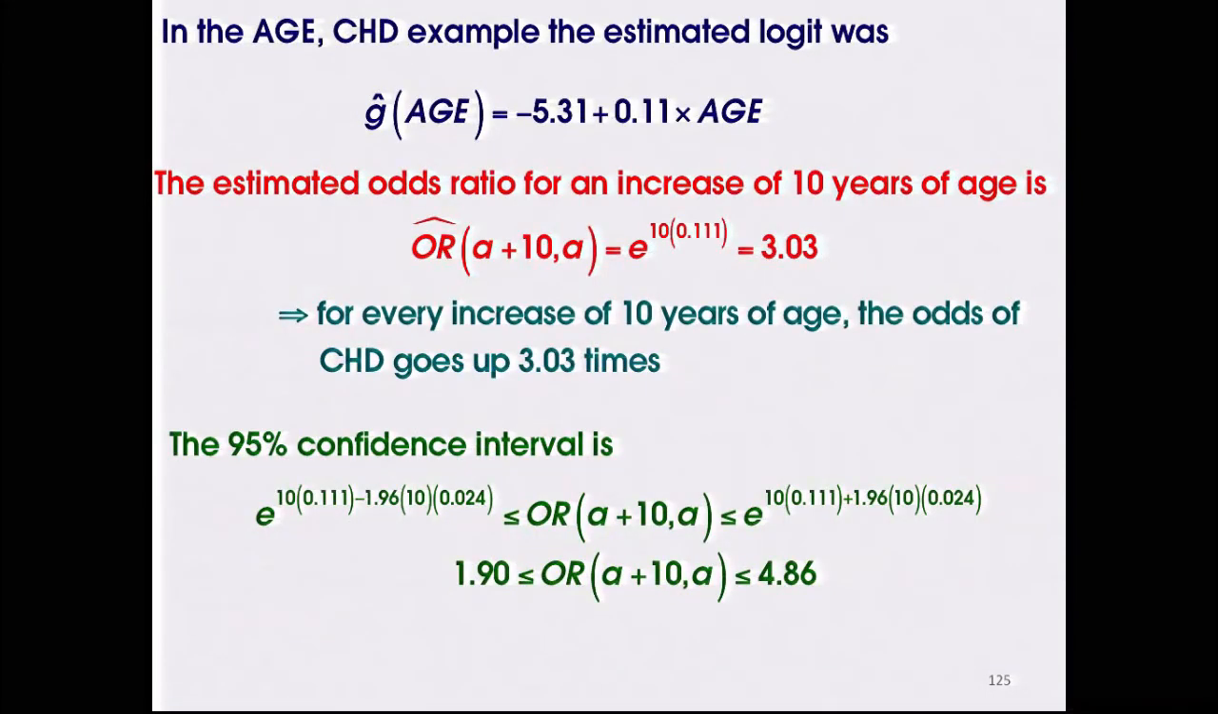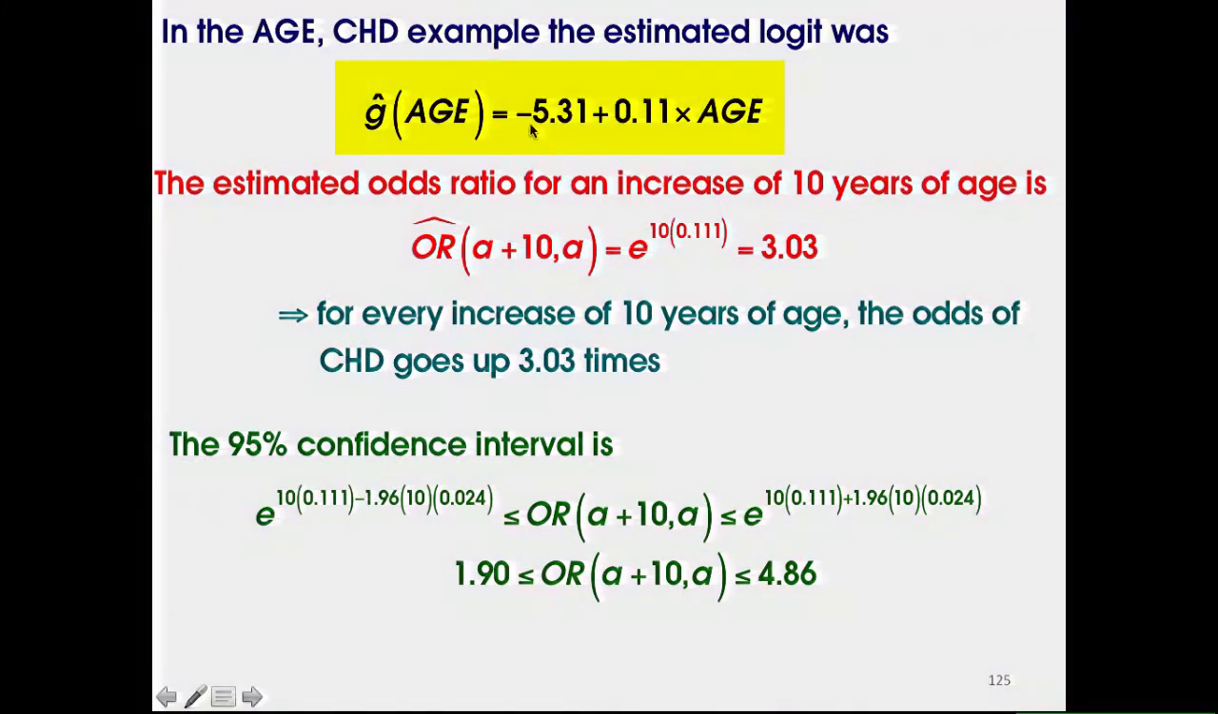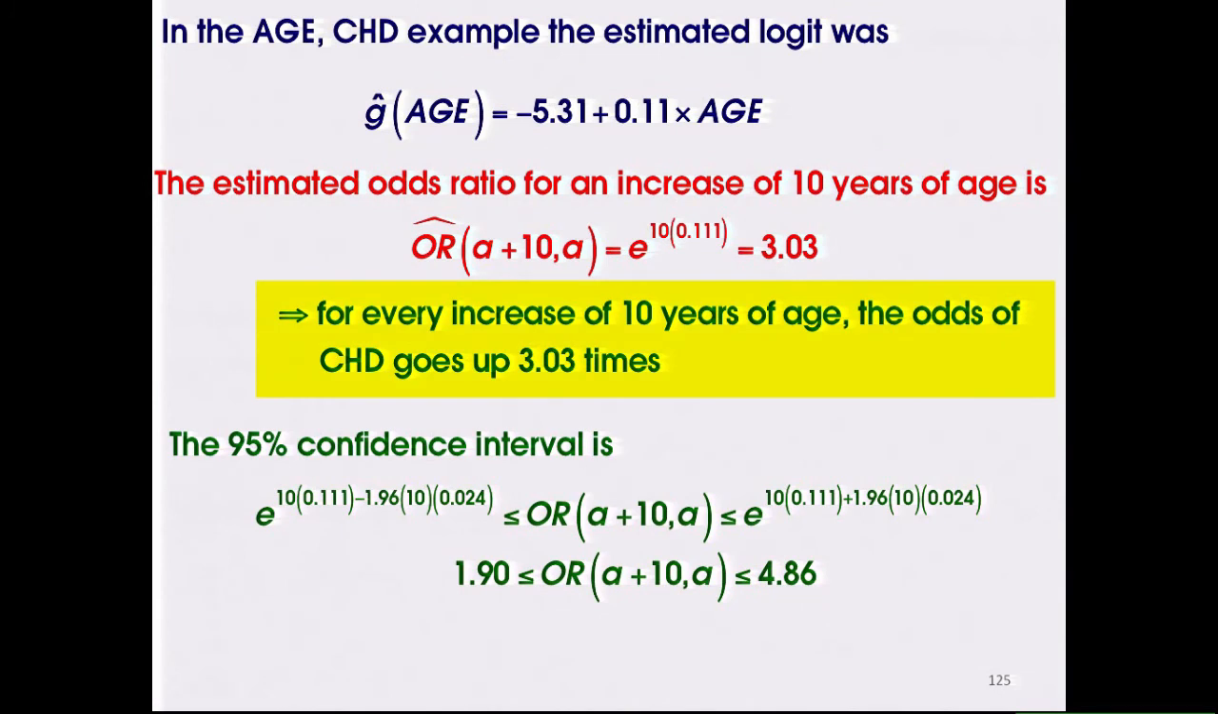Okay, so in the age and CHD example, the estimated logit was beta naught, minus 5.31, plus beta 1, 0.11 times age. And the estimated odds ratio for an increase of 10 years of age is just simply take e to the 10 times 0.11, and you get 3.03. Okay, and so that says that for every increase of 10 years of age, the odds of CHD goes up by 3.03 times.